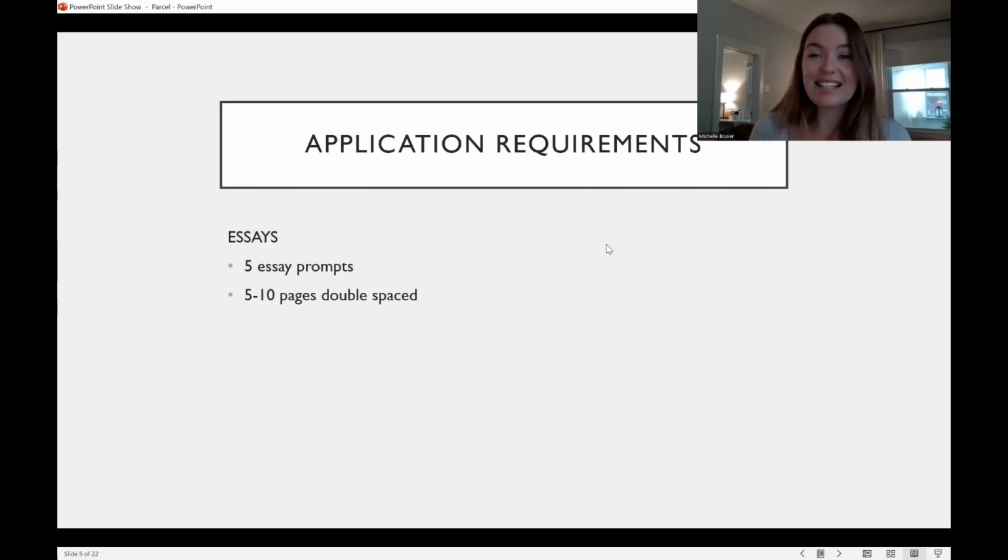Okay, and then the last piece are the essays. And this is where we're going to spend a lot of time today because this is kind of our area of specialty. And I know it's something that is a little bit daunting as well. So they do ask for 5 essays, and together those essays are going to be between 8 to 10 pages in length, double spaced. I just realized it says 5 to 10, it should be 8 to 10. So yeah, we will go through and talk about how you can answer all of those prompts.